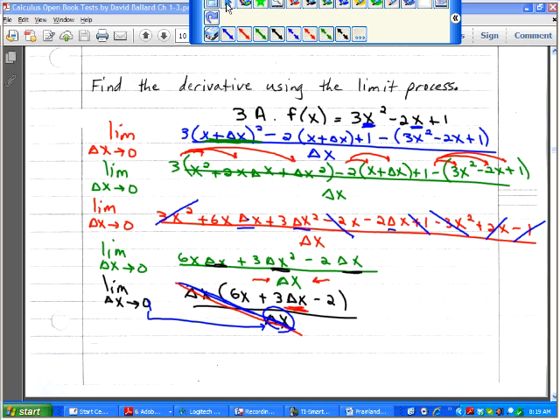So now, with what is left, we have the limit as delta x approaches 0 of 6x plus 3 delta x minus 2. And by taking the 0 now and putting it in the delta x place, that particular term cancels out. And so we have the limit as delta x approaches 0.